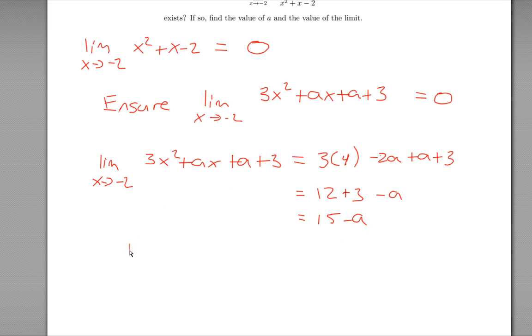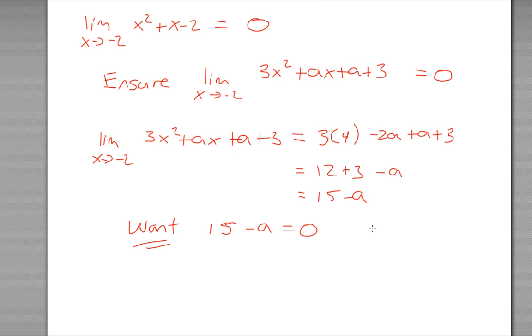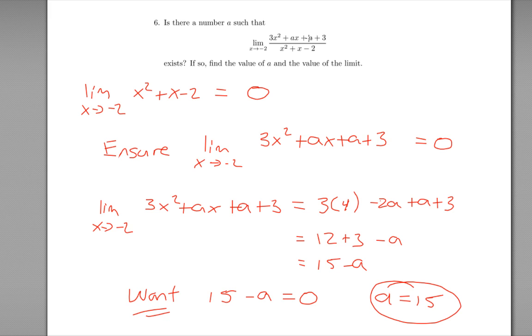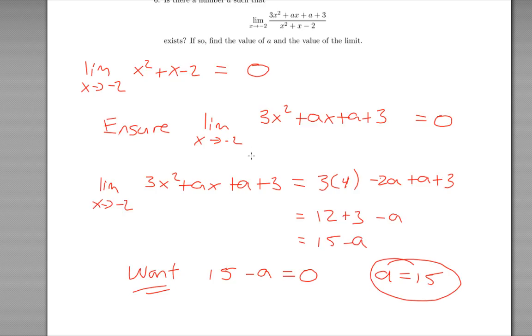So we want 15 minus a to equal 0, because what that will ensure is that this limit, this top, is actually going to 0 as well. So what choice of a actually does this? A equals 15. So if we make a equal to 15, then we're guaranteed that this limit of the top part is also going to 0 at the same time that the bottom is going to 0. So perhaps this actually might survive. So now that we have that a equals 15, let's go ahead and calculate this limit and see what happens.